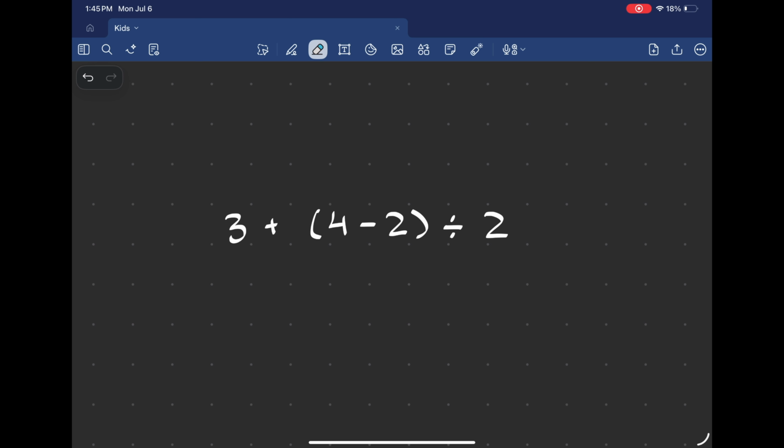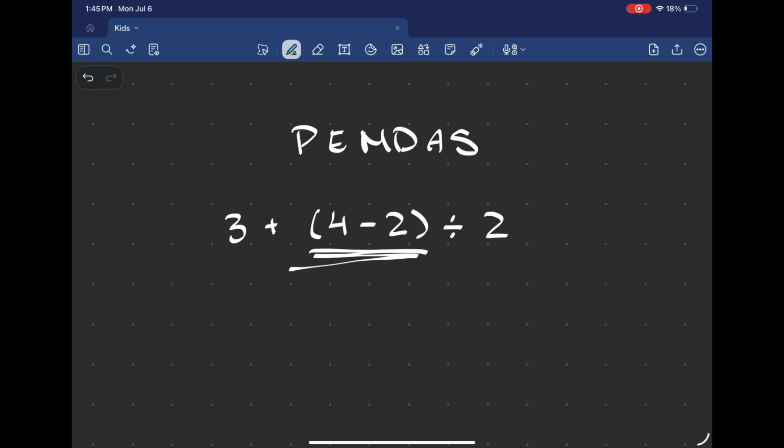Let's start this problem. Let's remember our rule, PEMDAS. P stands for parentheses. So we have to do the parentheses first. Whatever's inside the parentheses has to be done before anything else, no matter what operation is performed inside. So 4 minus 2 is equal to 2. Now, let's look at the remaining operations. We have addition and division.